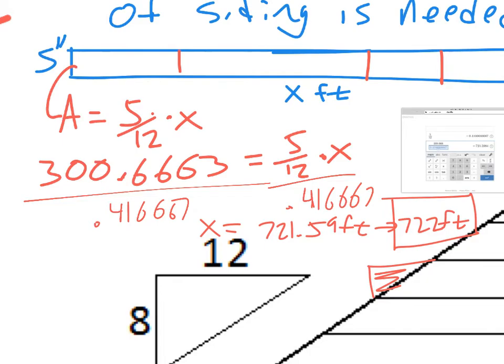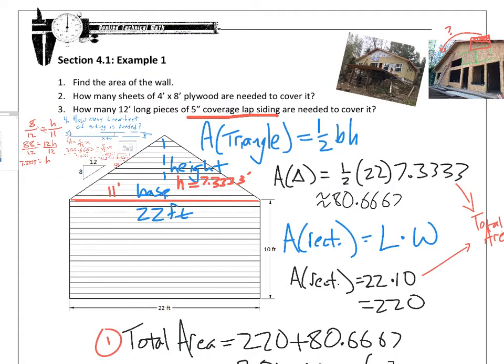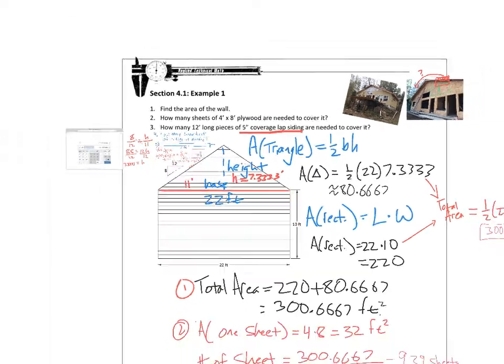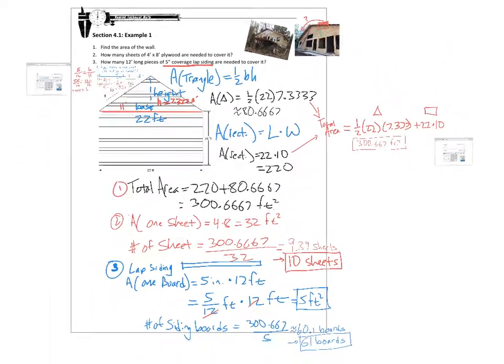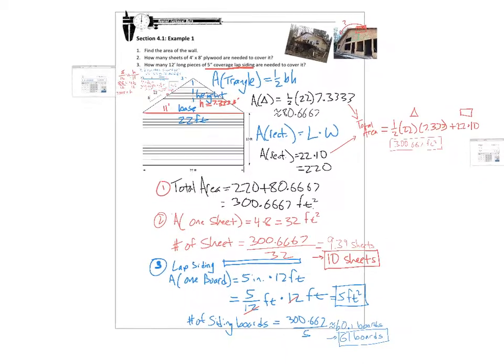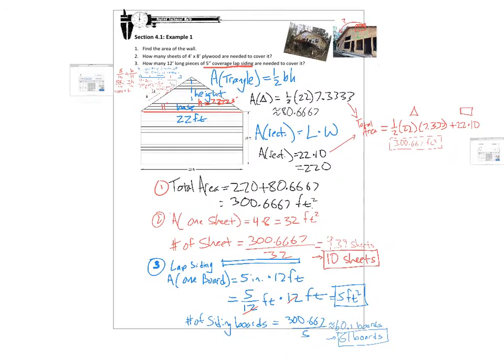Great. So that's how we find the total area. We find the number of boards and the number of lap siding. All right, with that we can tackle some problems. So go from there, use some area, find some lengths of boards and pieces that you need.